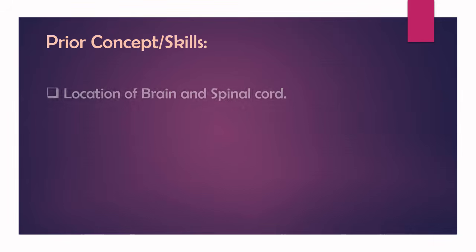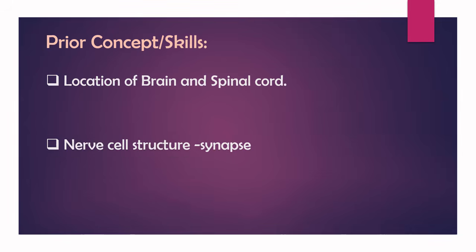Then, prior concepts or skills. The teacher should keep these things in mind in order to direct the children from known to unknown. Prior concepts or skills possessed by the student at the start of this topic are location of brain and spinal cord, nerve cell structure, synapse, and nerves. All these things they learned in the previous classes.